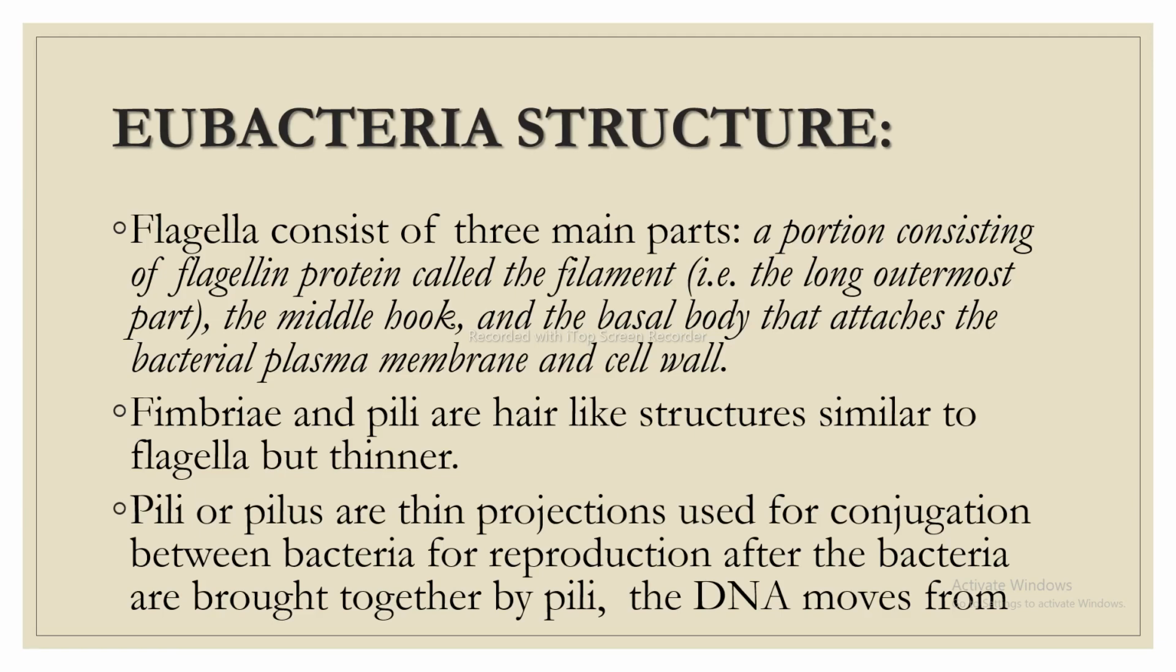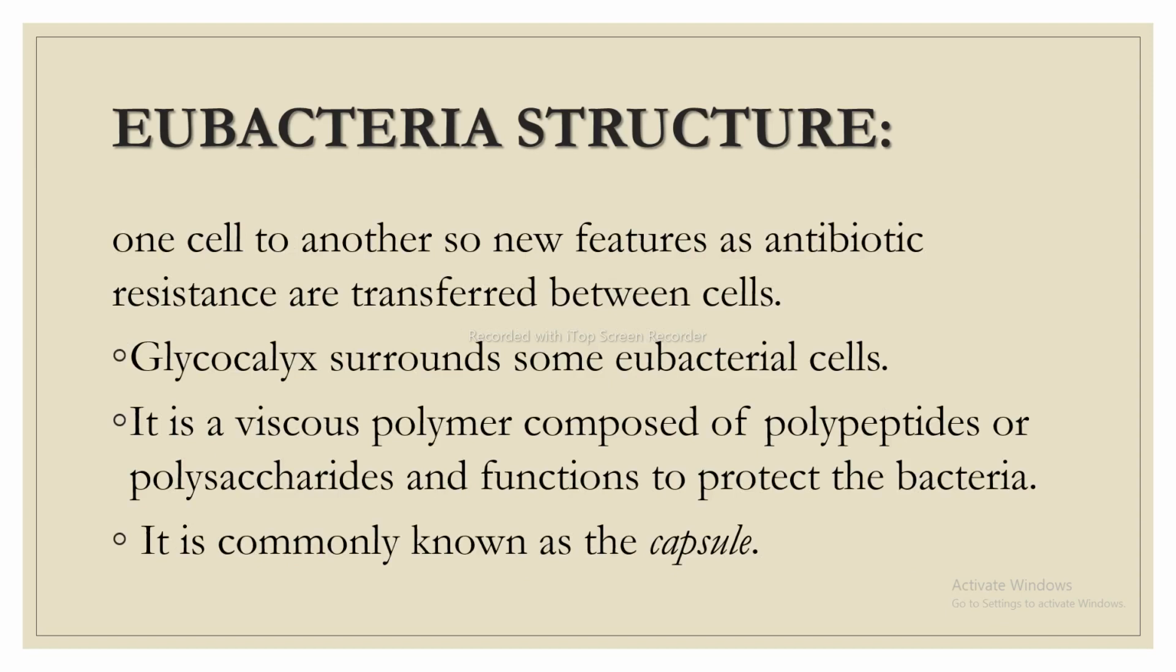Fimbriae and pili are hair-like structures that are similar to the flagella but thinner. Pili, or pilus, are thin projections that are used for conjugation between bacteria. For reproduction, after the bacteria are brought together by pili, the DNA moves from one cell to another, so new features such as antibiotic resistance are transferred between cells.